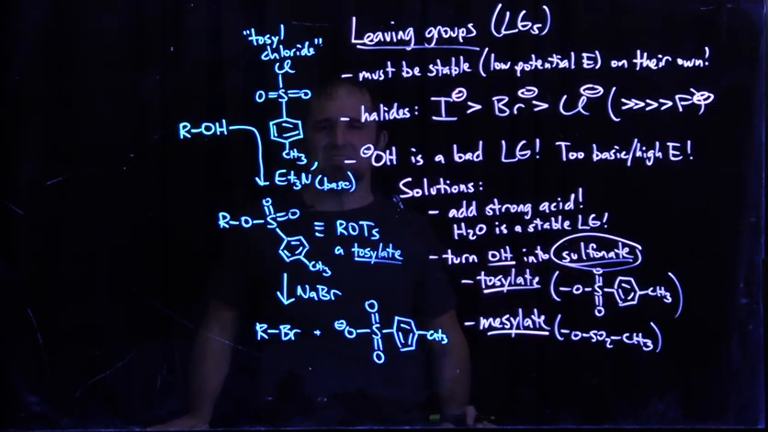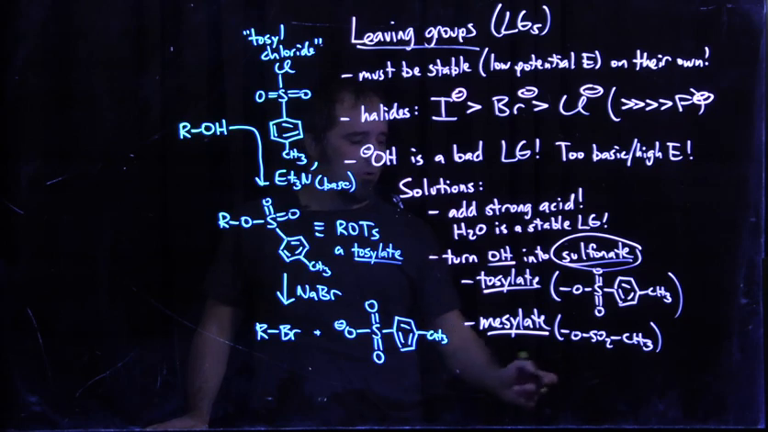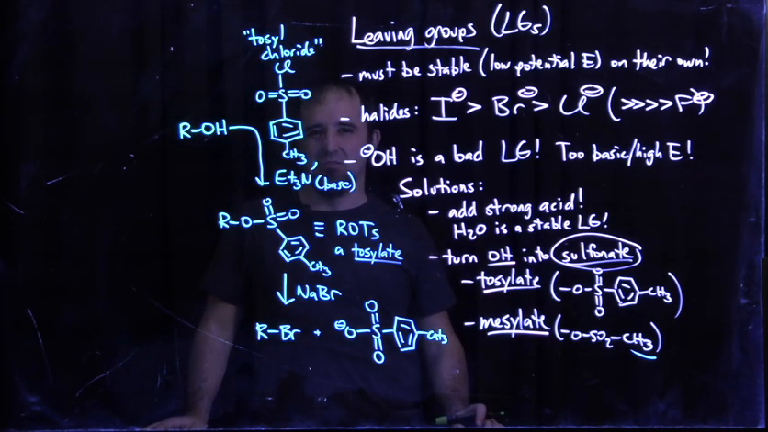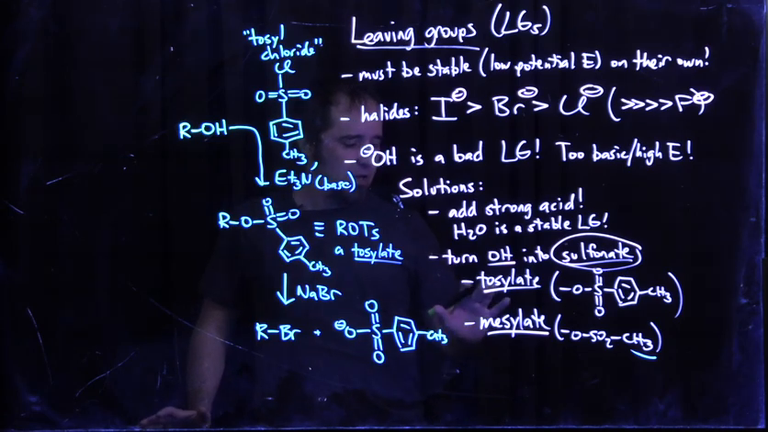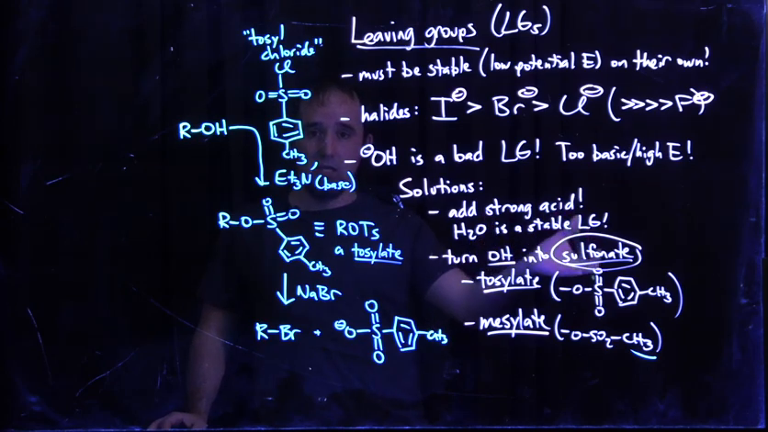This is the cheapest, this is the easiest to work with, beautiful white crystals, etc. Mesylate is another one with a methyl group here. It's a simpler molecule, but it's more expensive, and it's a liquid, so it's a little bit more of a pain. But in general, reactivity-wise, both of these are going to do what we want them to do, which is turn OH into a good leaving group.